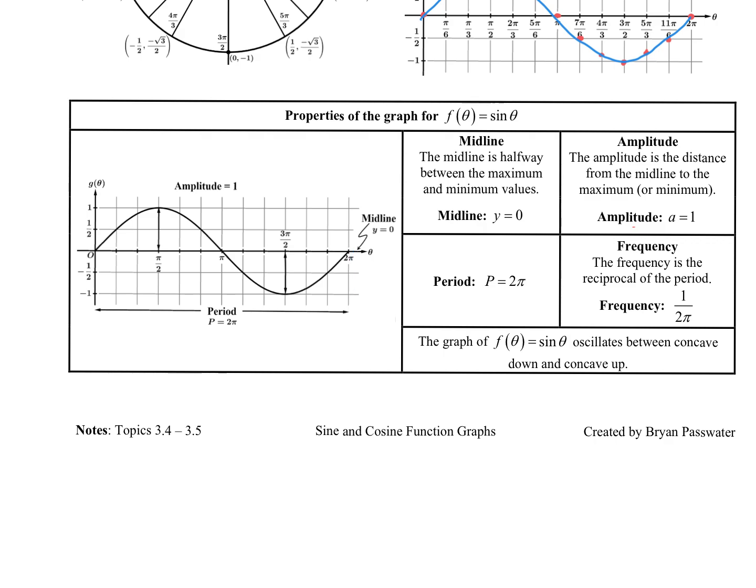All right, keep going. The amplitude is the distance from the midline to the maximum or minimum. All right, so I want you to put a little extra thing on this. An amplitude is always positive. An amplitude is always positive. And the reason why is because an amplitude is a distance away.